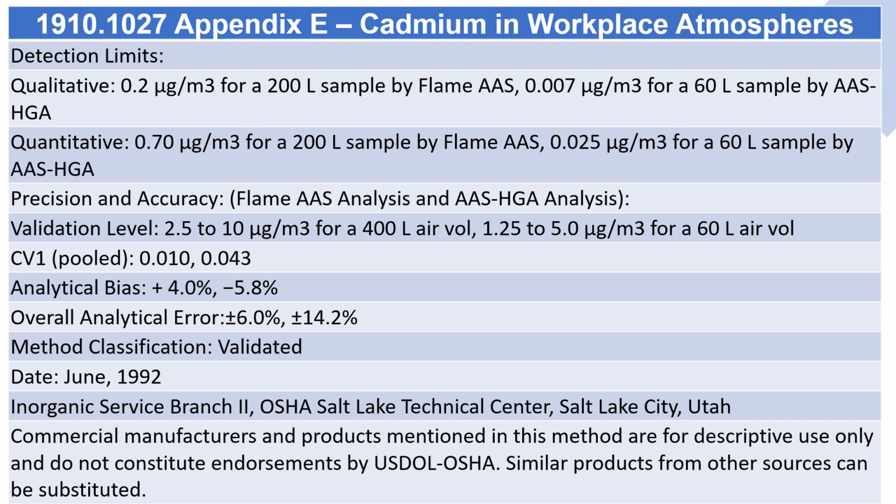Precision and accuracy: flame AAS analysis and AAS-HGA analysis. Validation level: 2.5 to 10 micrograms per cubic meter for a 400 L air volume, 1.25 to 5.0 micrograms per cubic meter for a 60 L air volume. CV1, pooled 0.010, 0.043. Analytical bias, plus 4%, minus 5.8%. Overall analytical error at plus or minus 6.0%, plus or minus 14.2%.